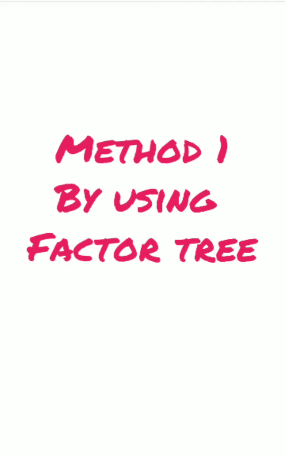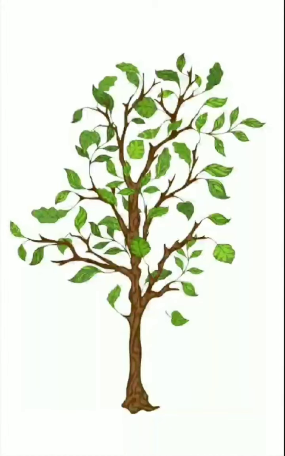I will tell you. Our nature is blessed with so many beautiful and different varieties of trees, and we can see trees around us. If you look at a tree, you can see that a tree has so many branches. In this method, we will draw a diagram which looks like the branches of a tree. That is why we use the word factor tree. Now let us try to factorize the number 36 using a factor tree.